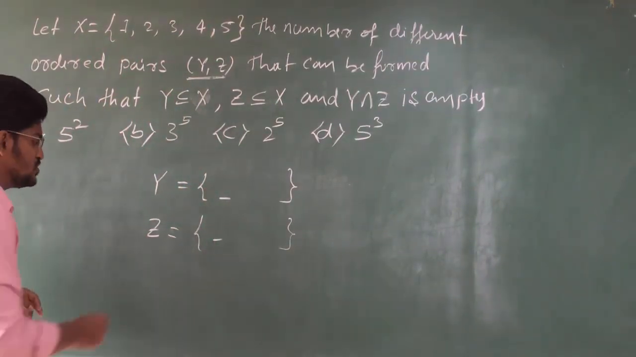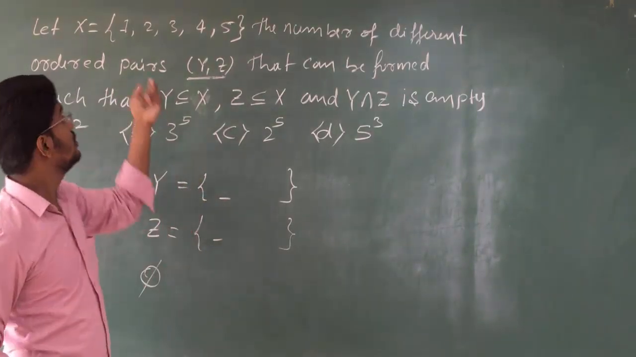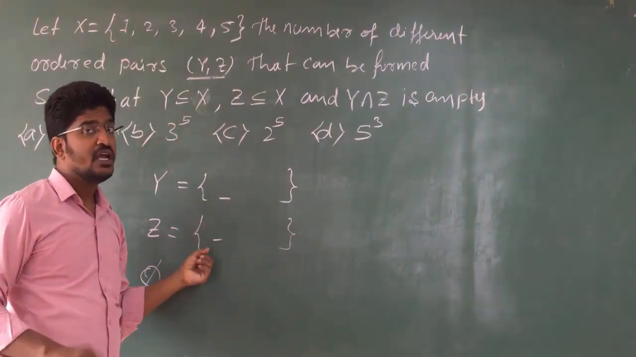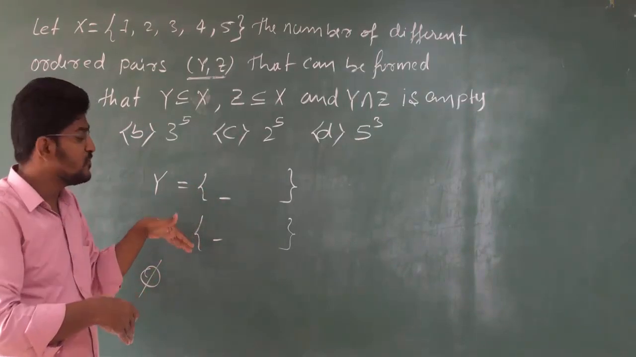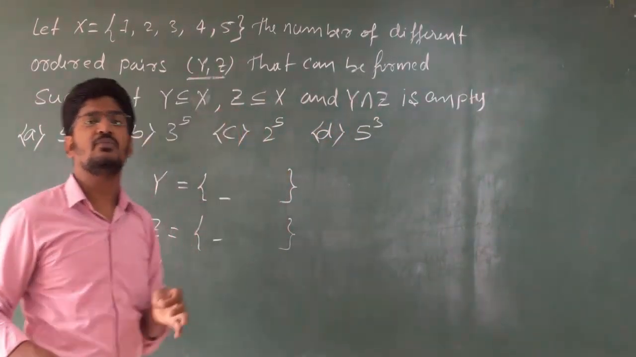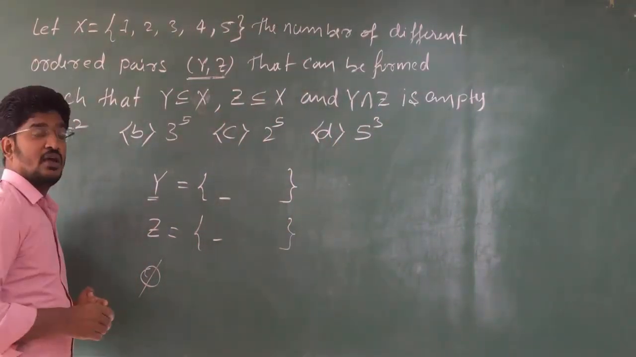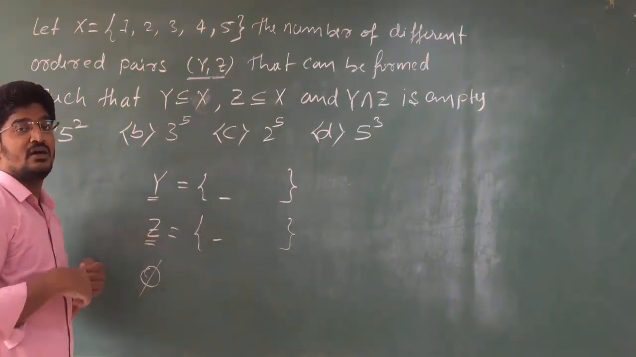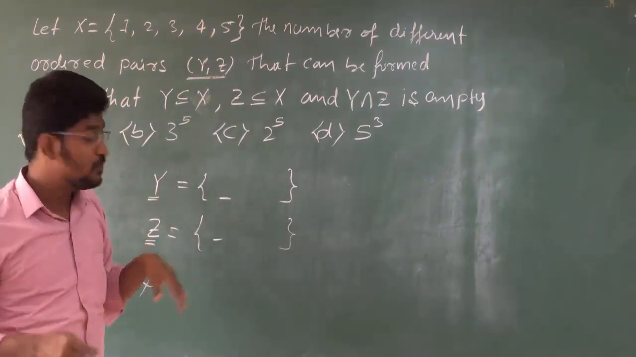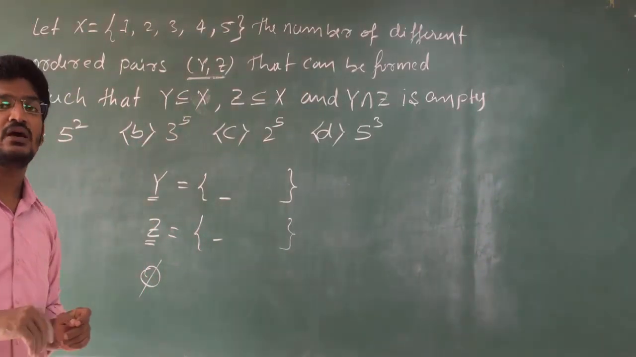That means you have three choices. First one, the element of X can be in Y. Second one, it can be in Z. Clear? It cannot be in both the sets, because if it is in both the sets, the intersection will not be empty. So the intersection must be empty, which means it has only three choices. It may be in Y, it may be in Z, or it may be in neither. But it cannot be in both. That is not possible. Clear?